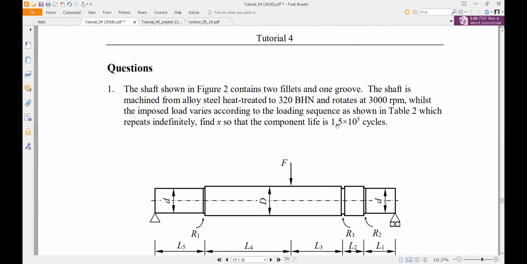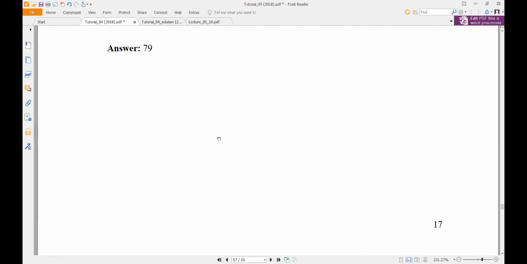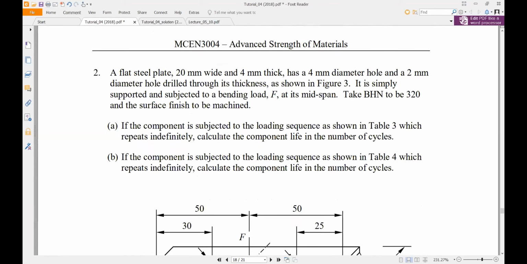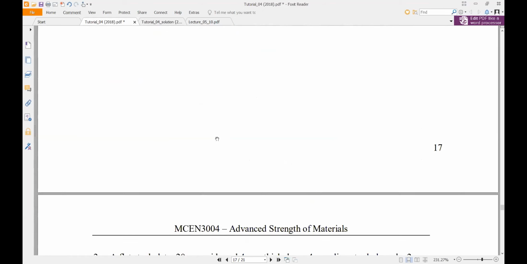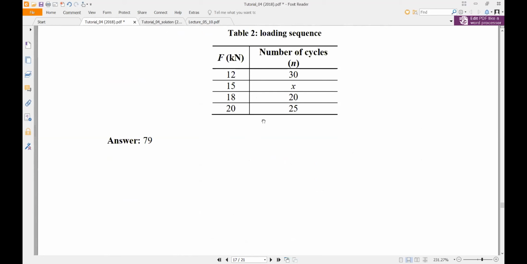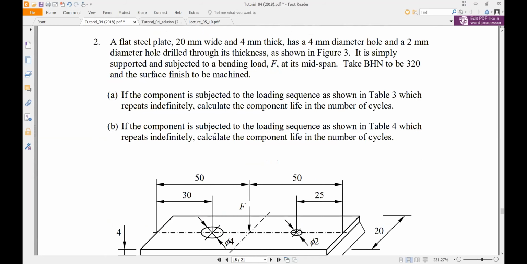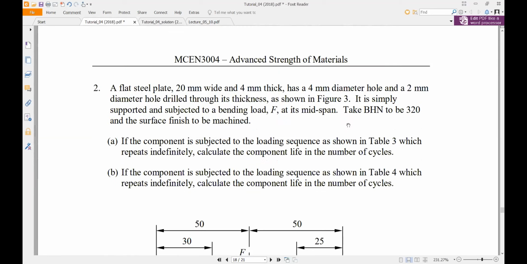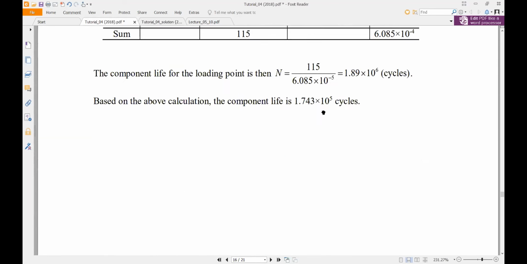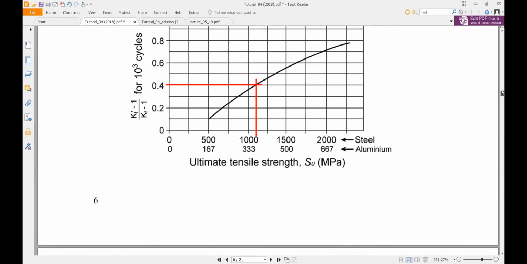They provide us the component lifetime. Earlier we found this value, the component lifetime. Now we have this value, we need to find out the X. So you can deal with that question. I'm not going to explain that one. The answer is 79. They mention it in here. So I hope you can do that one. Same calculation. There is one thing in this. I will explain that one a little bit with this table.